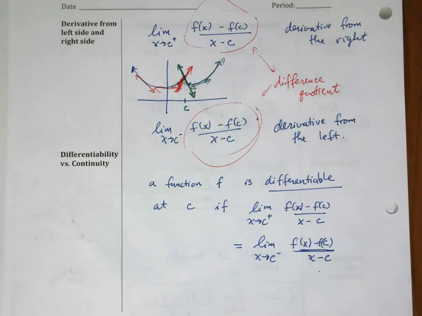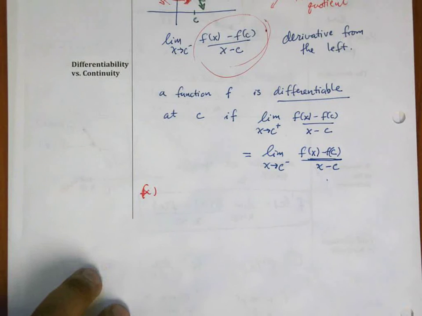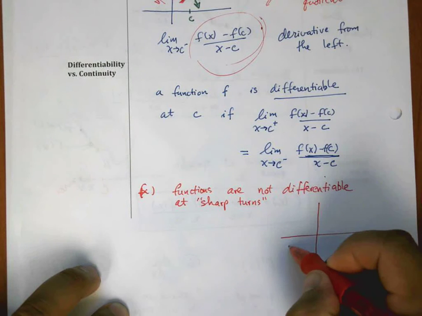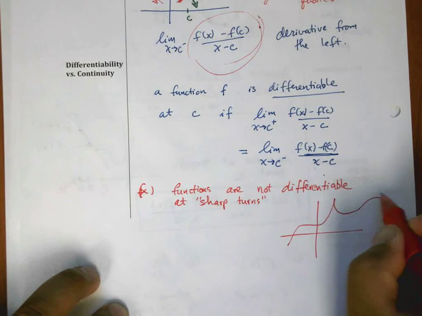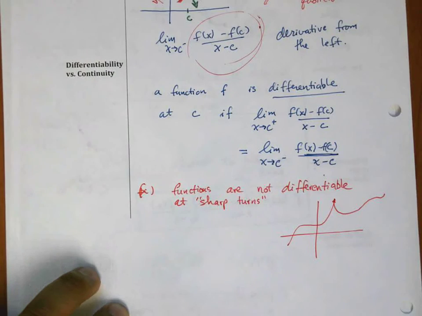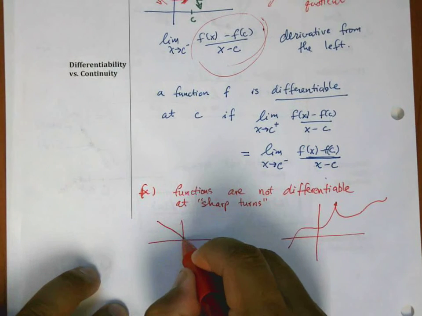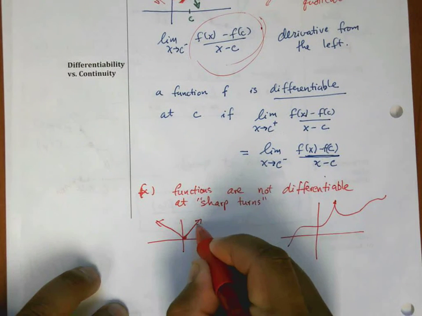So a few notes to make here. First, wherever there are sharp turns, the function is generally not differentiable there. So I'll draw another example. If you have something like this, where you have a sudden sharp turn at this point, it is not differentiable. Another prime example is the absolute value function. This is not differentiable because coming from the right you have one tangent line, and coming from the left you have a different tangent line.